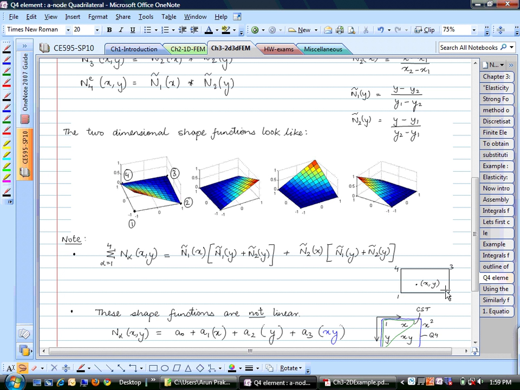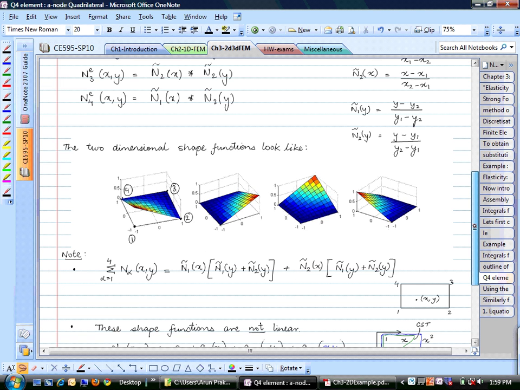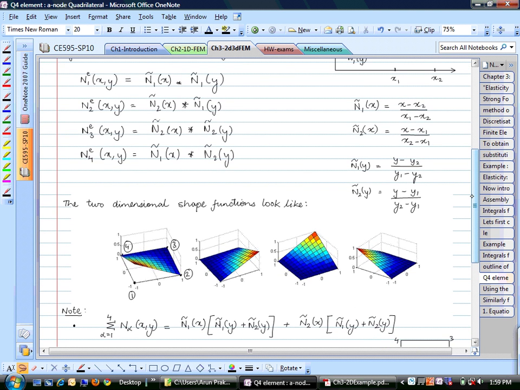The same type of thing happens here. You have this rectangular element, go to any point within this element, x, y. And let's try to sum this thing up. If you do that, let's see what happens. You can collect terms for n1x, that would be this and this. What you would have in the bracket would be n1y plus n2y. And similarly, if you collect terms for n2x, you would have n1y plus n2y. So what is the value of this?